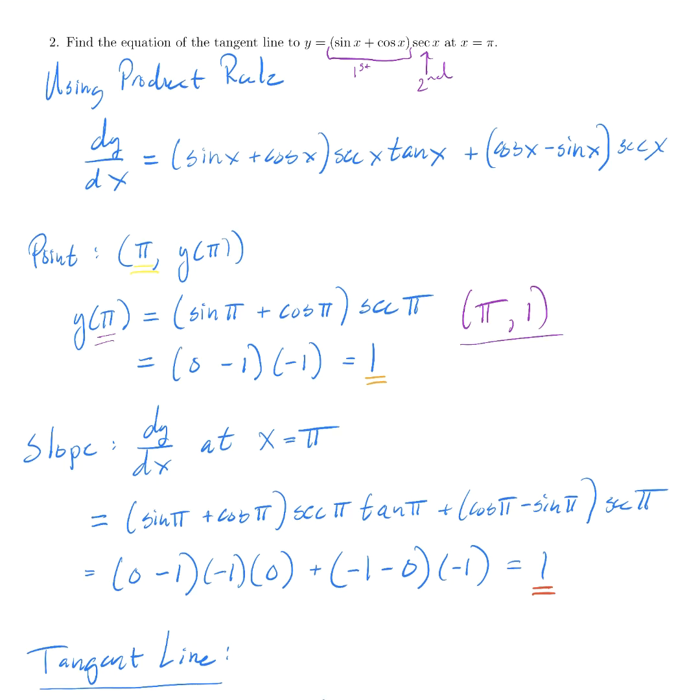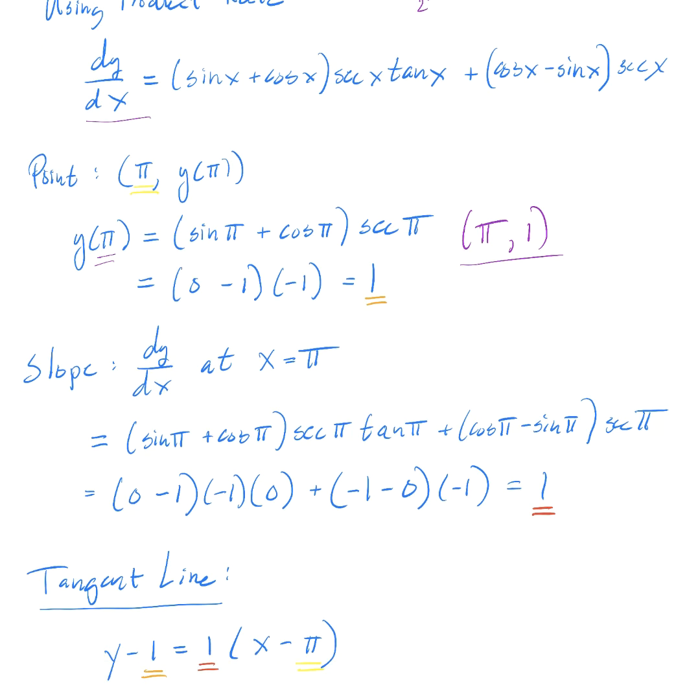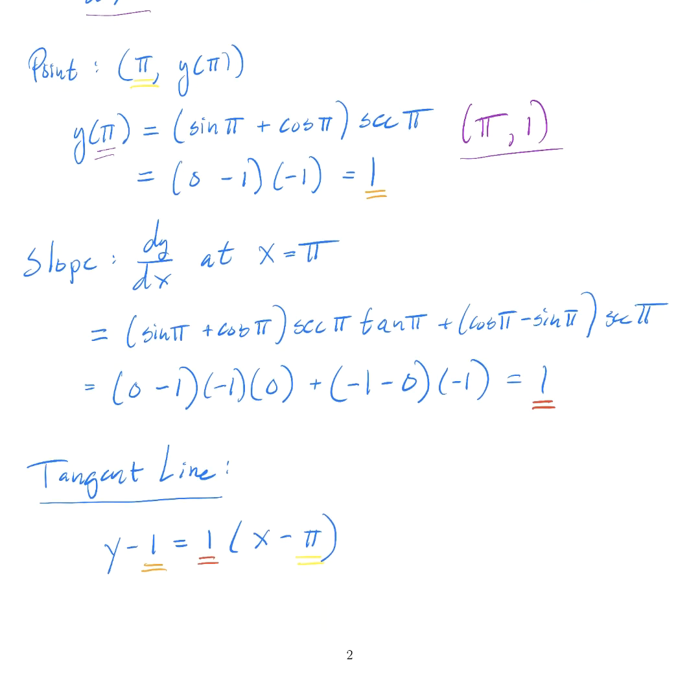Now the slope, we need to evaluate the derivative dy/dx at x equals pi. So everywhere I see an x up here, I'm going to replace it with a pi. I get sine of pi plus cosine pi times secant pi times tangent pi plus cosine pi minus sine of pi times secant pi. That all simplifies to 1 also. And so we have a slope of 1, we have a point of (pi, 1), and our tangent line then is y minus 1 is equal to the slope 1 times x minus pi.